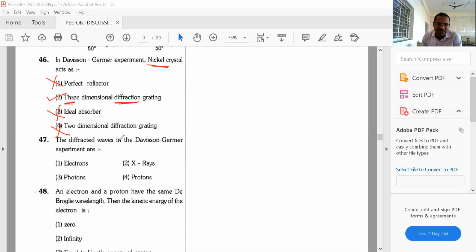Next, the diffracted waves in the Davisson-Germer experiment. What are the diffracted waves? Electrons are the diffracted waves. The electrons from the electron gun fall on the nickel crystal and they diffract. So the diffracted waves are the electrons only. They are not photons or protons, they are not photons and X-rays. They are only the electrons. Remember the name.